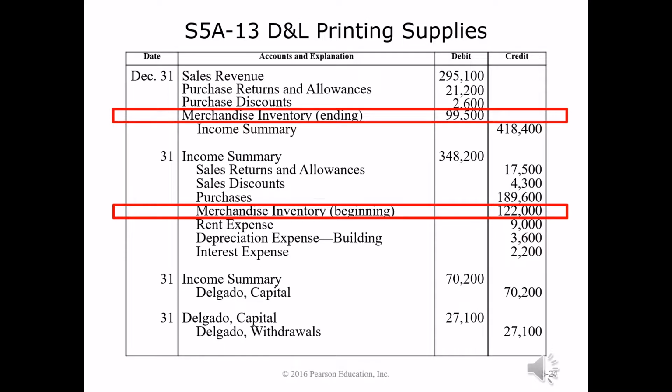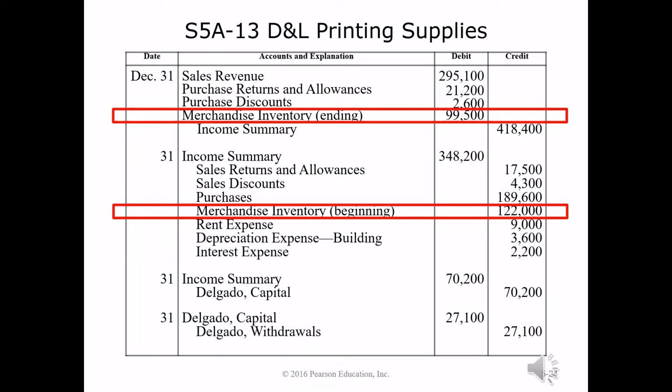That's because with the periodic inventory method, we naturally do a count at the end of the period in order to adjust for our merchandise inventory. You'll see here that the beginning merchandise inventory account is credited and the ending merchandise inventory is debited. So let's talk about that. Merchandise inventory is an asset account. An asset account has a normal debit balance.